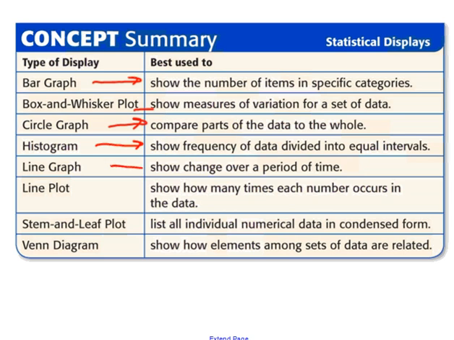A line graph shows change the best. A line plot shows how many times each number occurs in the data. A stem and leaf plot lists all the individual numerical data in a condensed form. And a Venn diagram shows how elements among sets of data are related. In other words, where they overlap.